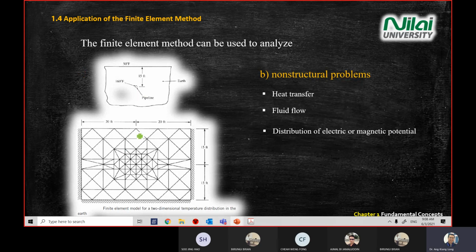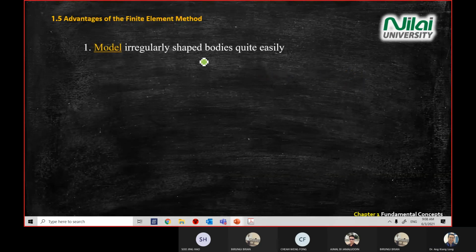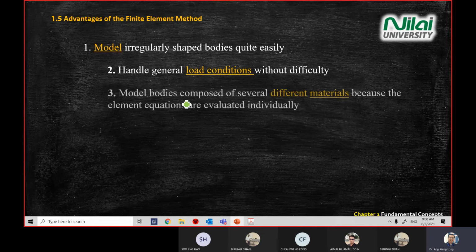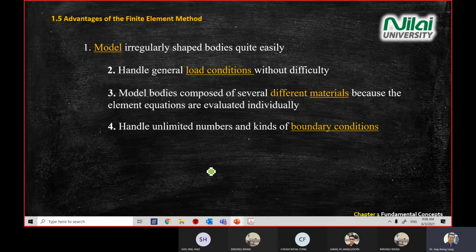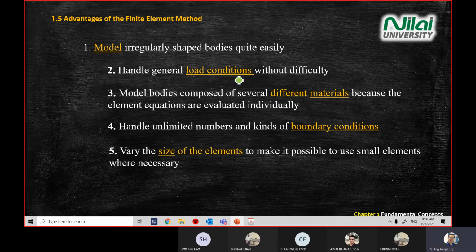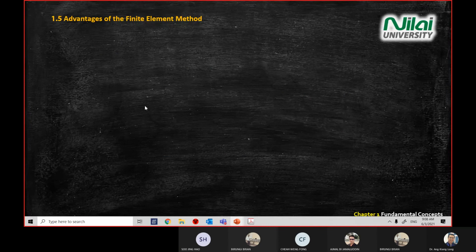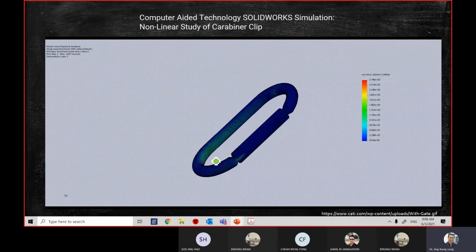This one, heat transfer also, right? So you simulate heat transfer inside the earth when you have a hot pipeline that transfers heat to the surrounding ground. Then you can break the scenario into this scenario. Okay, advantages of finite element, you can read through so you already know. This one you read through the advantages. Okay, the rest is just an example.